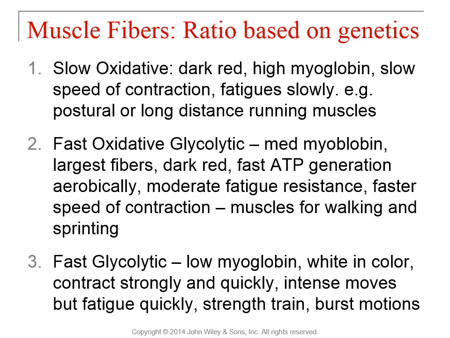Your fast glycolytic are going to have low myoglobin and be white in color. They'll contract strongly and quickly. These are your burst motions. So we think of strength training, this is going to be like your clean and press, your jerks, those quick motions in particular. But these muscles also tend to fatigue very quickly. This is where the creatine phosphate we had talked about before comes in. If you are supplementing for it, this is probably the main muscle group that you'll be using it for.